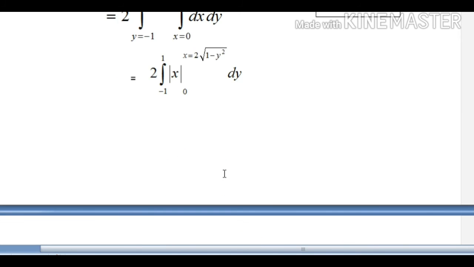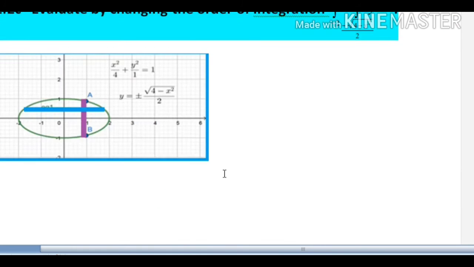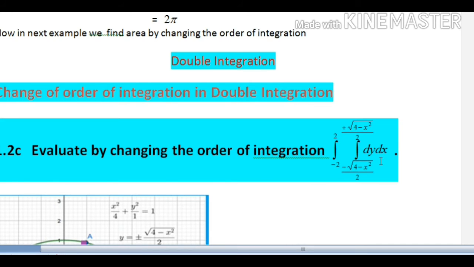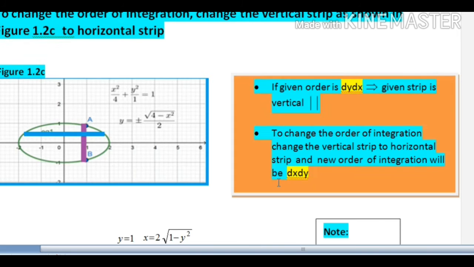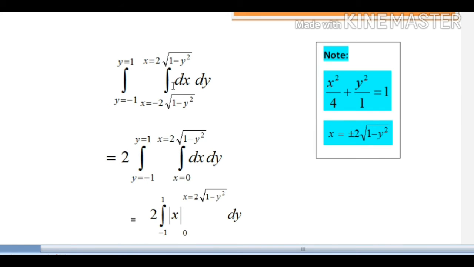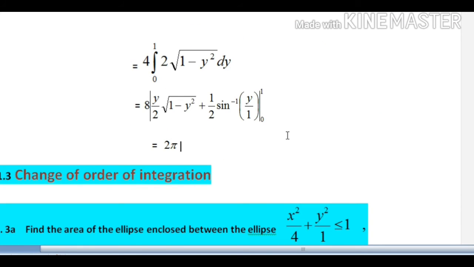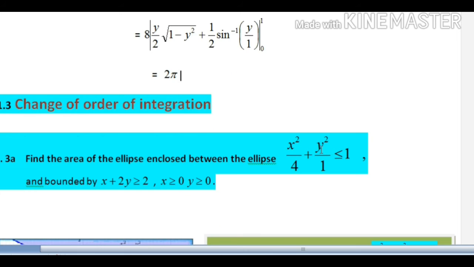So this way you have changed the order of integration. Earlier your order of integration was dy dx, your strip was vertical, and you changed the order of integration. Changing the order of integration means change the strip, so you change the strip accordingly. Your first limits are limits for x, and then your second limits are limits for y, and then you solved, right?